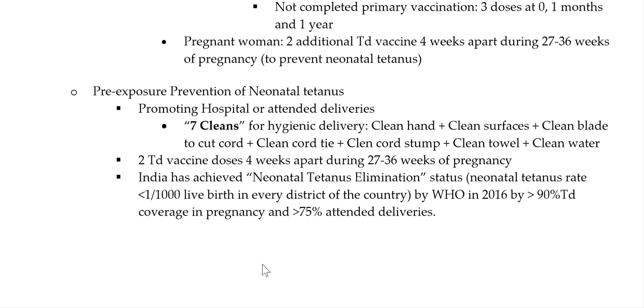What does that mean? That means the neonatal tetanus rate in India in every district is less than 1 per thousand live births. That is a great achievement, and we have achieved this by more than 90% vaccination coverage during pregnancy and more than 75% attendant deliveries among the total.